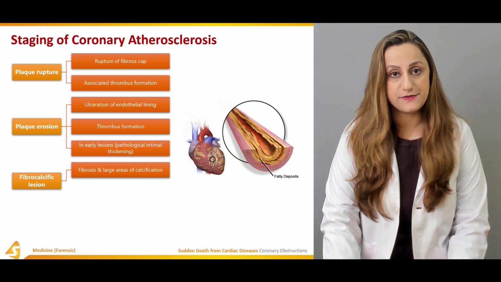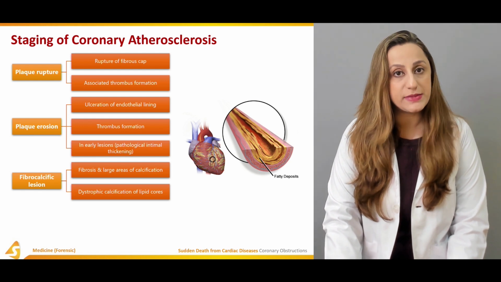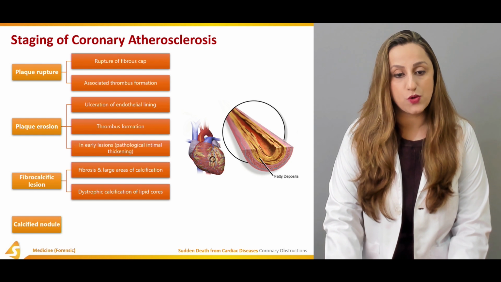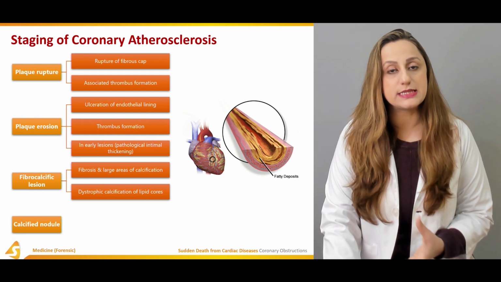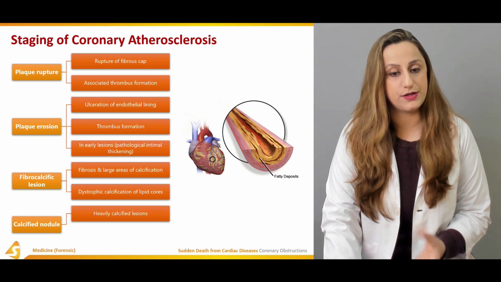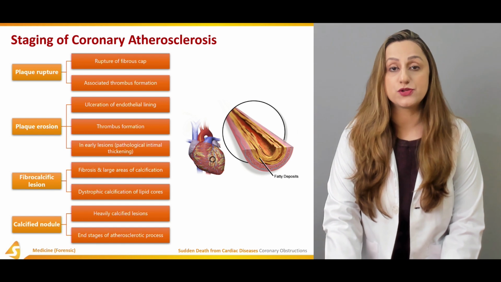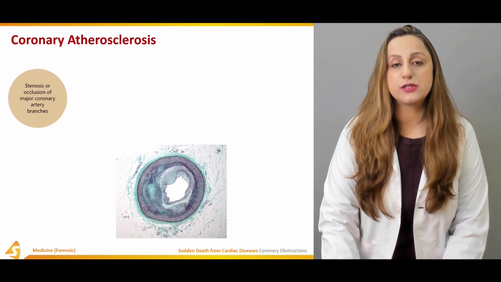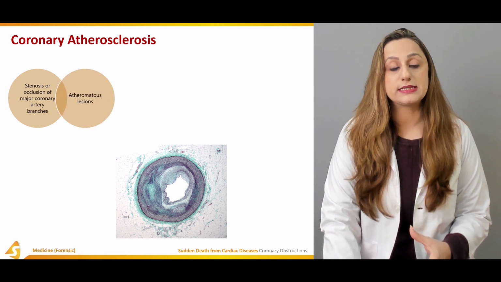It can get calcified. Fibrosis or large areas of calcification can form at this level. It can be a dystrophic calcification of the lipid cores, and we can have a completely calcified nodule. This is another complication that can occur. It can be a heavily calcified lesion, and the end stage of the atherosclerotic process can occur. Stenosis or occlusion of the major coronary artery or its branches can take place.